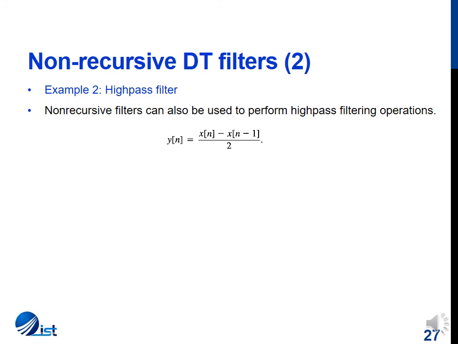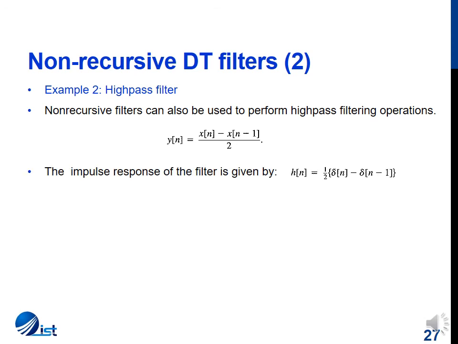Non-recursive filters can also be used to form high-pass filtering options. An example of such a filter is y of n is equal to x of n minus x of n minus 1, divided by 2. The order of this filter is 1.